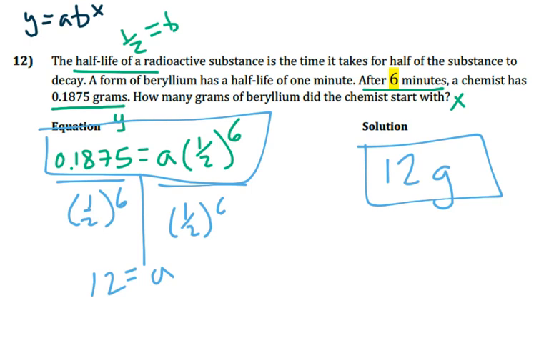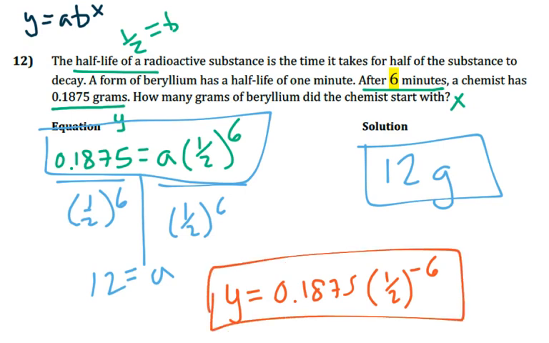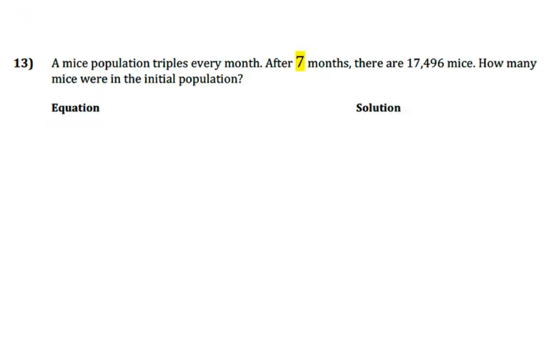Now remember, there is that other way. So we could have substituted in nothing for y, put in 0.1875 for our initial value, and work backwards. So we're going to multiply this by 1/2 to the negative 6th power. So going back in time. So this is another possibility if you would prefer to do it this way. This is like going back in time, so we have the negative value, and the current value would be our initial value.